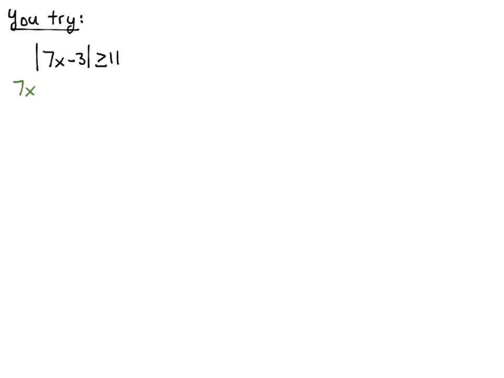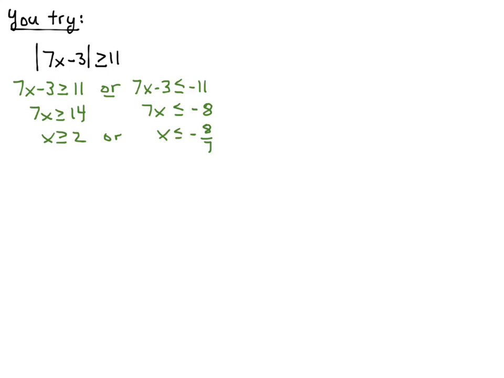Let's go through this here. We're going to write this without changing anything. And since this is a greater than, it's going to be or. And so we have 7x minus 3. We're going to change this around to less than, change the sign of this, and then solve them. So we add 3, divide by 7. And so we get x is greater than or equal to 2, or it's less than negative 8 over 7. So basically, if it's more, you use or, and then less than, and.